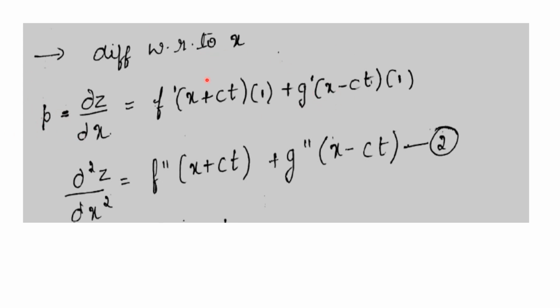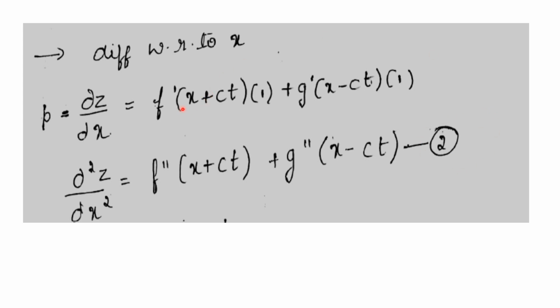So as I told you, since you have two functions given in the question, you need to differentiate it twice. So let me differentiate this once again. Differentiation of dou z by dou x is dou squared z by dou x square, equal to differentiation of f dash of x plus ct, which is f double dash of x plus ct into differentiation of x plus ct, which is 1. Next, differentiation of g dash of x minus ct is g double dash of x minus ct into differentiation of x minus ct, which is 1 minus 0, equal to 1. So let me denote this as equation 2.